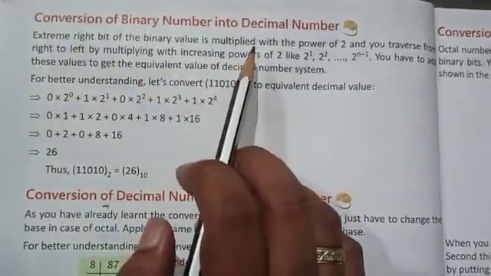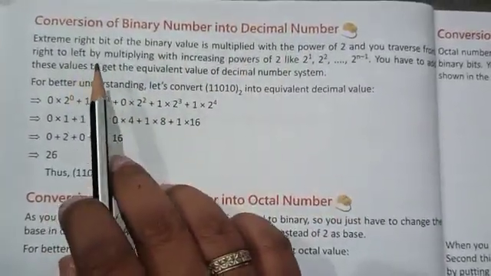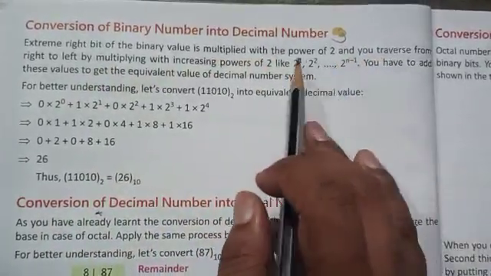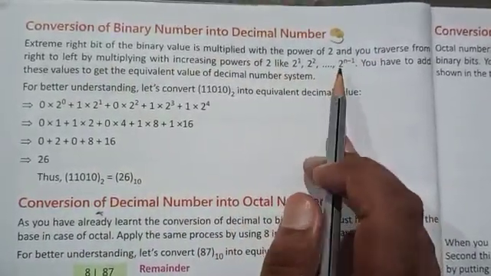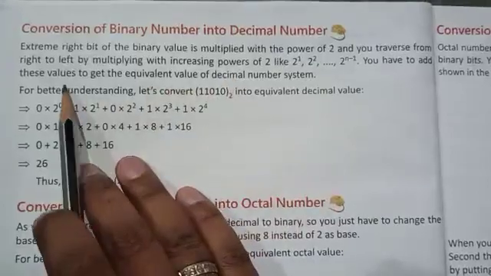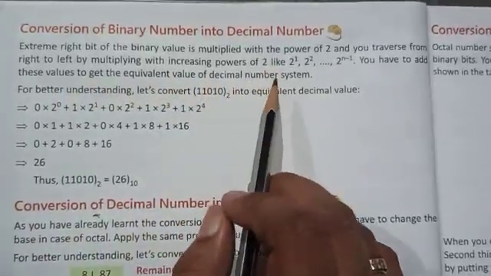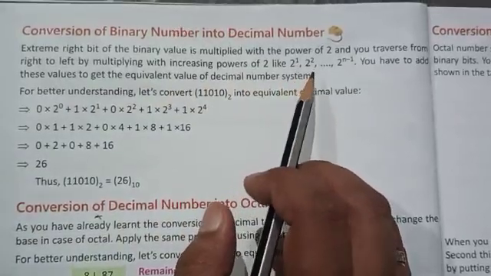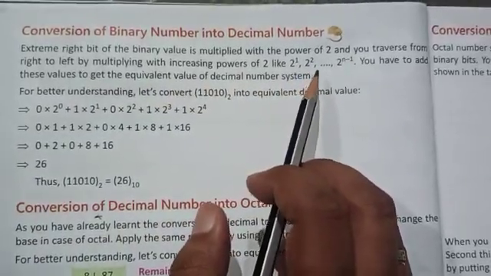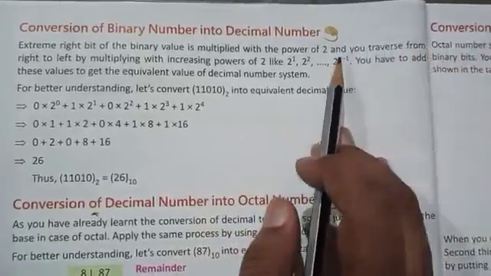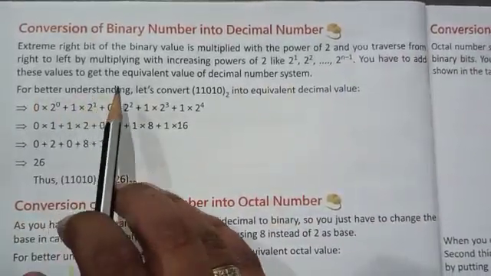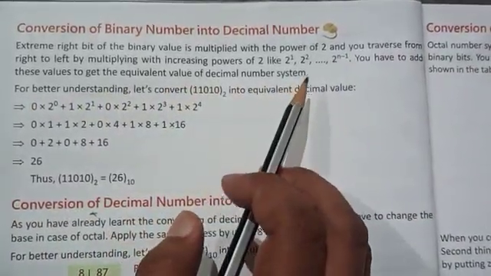Now conversion of binary into decimal number. The extreme right bit of the binary value is multiplied with the power of 2, and you move from right to left by multiplying with increasing powers of 2, like 2 to the power 1, 2 to the power 2, up to 2 to the power n minus 1. You have to add these values to get the equivalent value in the decimal number system.